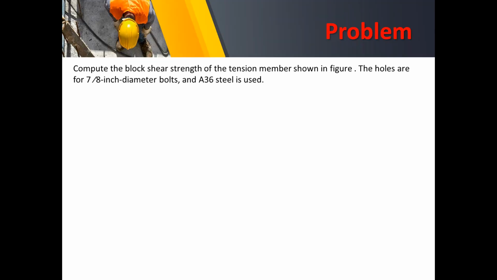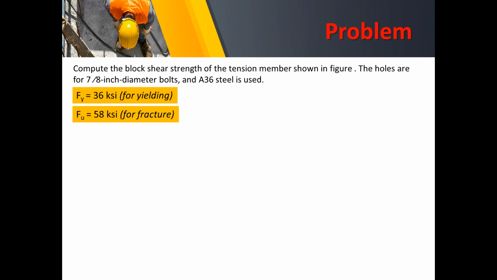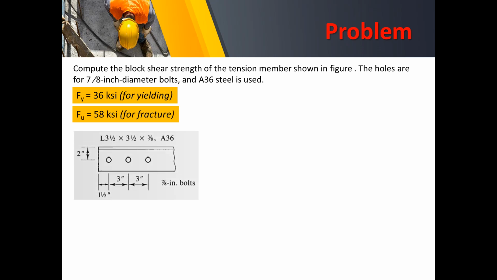Let us have this problem. Compute the block shear strength of the tension member in the figure. The holes are for 7/8 inch diameter bolts, and A36 steel is being used. So we take note of the strengths for yielding and for fracture. This is the illustration, wherein notice that we have a uniform configuration.